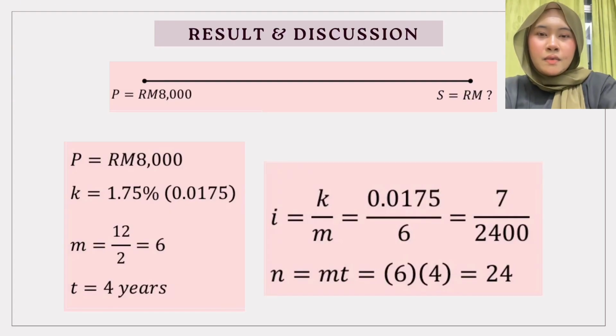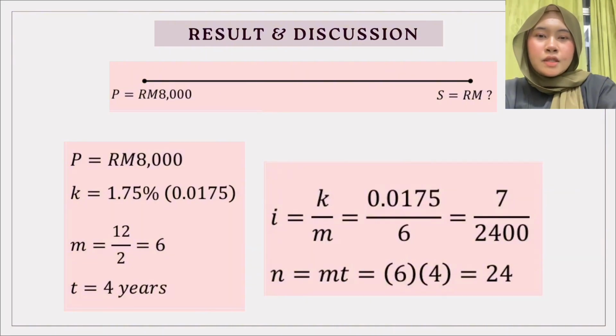To find I, which is our periodic interest rate, we need to use the formula I equals K over M, which is I equals 0.0175 over 6, and we got 7 over 2,400. And after that, to find N, which is our number of interest periods, we need to use the formula N equals M multiplied by T, which is N equals 6 multiplied by 4, and we got 24.